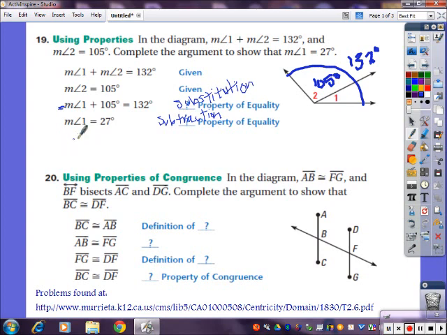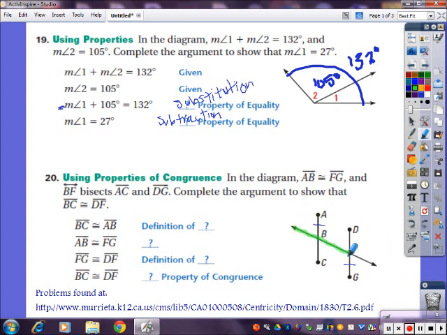Okay, so moving on to number 20. It says, in the diagram, segment AB is congruent to segment FG. And line BF bisects segment AC and segment DG. So they're saying that this line here is bisecting those two segments.